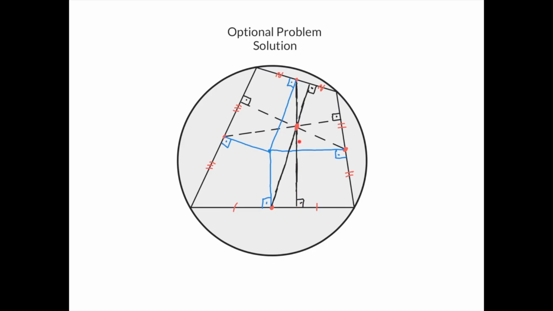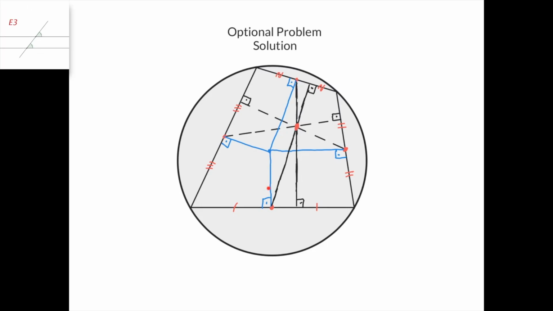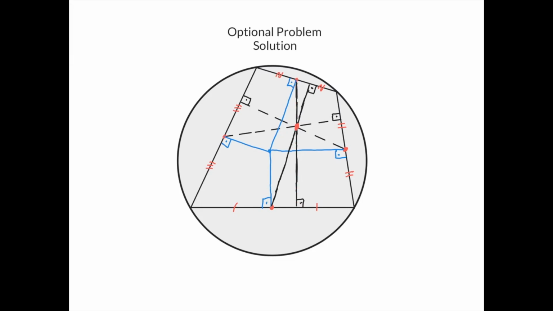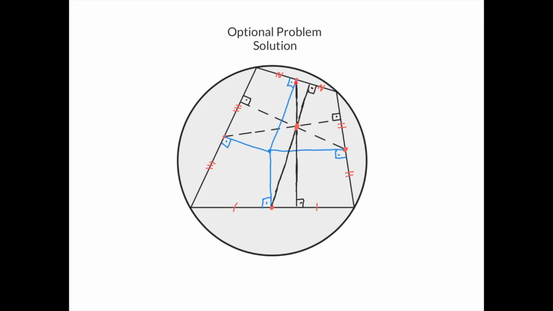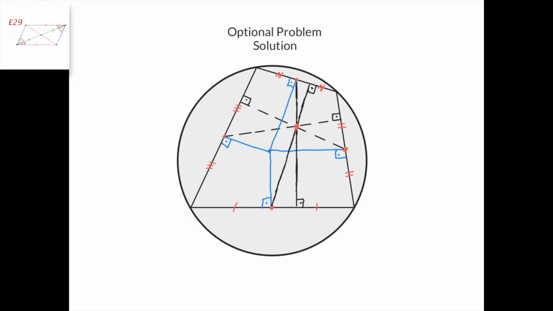Notice that this line is perpendicular to this line, and also this line is perpendicular to the same line. Therefore, this line is parallel to this line. And so in this quadrilateral, this pair of opposite sides is parallel. And similarly, this line is perpendicular to this line, which is perpendicular to this line. And so this line and this line are parallel. And so in this quadrilateral, the other two opposite sides, this side and this side, are parallel. And therefore this here is a parallelogram.